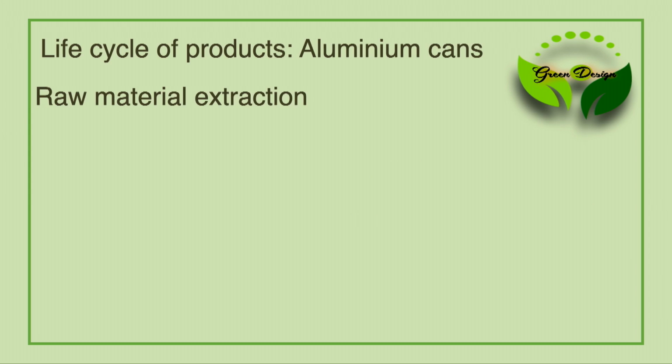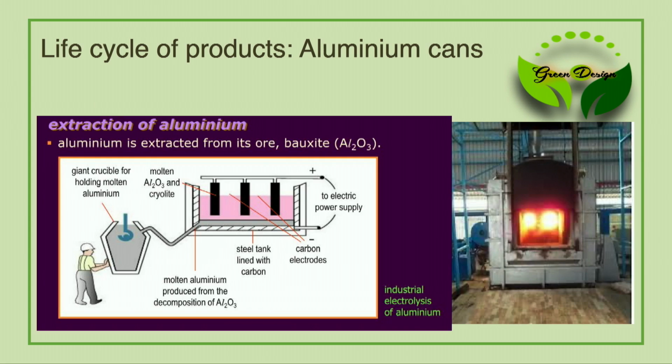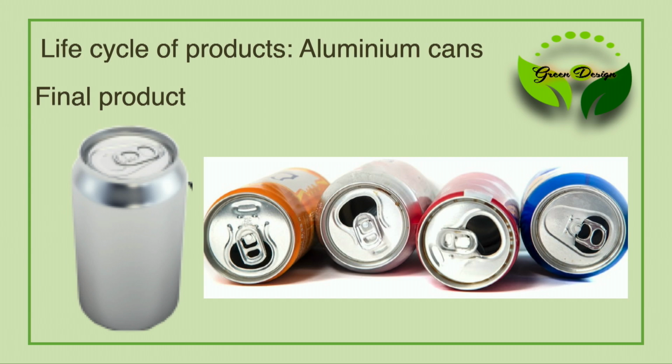Another example we will talk about is an aluminium can. The extraction is done in open mines and the aluminium is obtained in impure forms which have to be cleaned and made usable. The illustrations you see here show the purification of aluminium. This process requires a very large amount of energy. These are the completed aluminium cans.